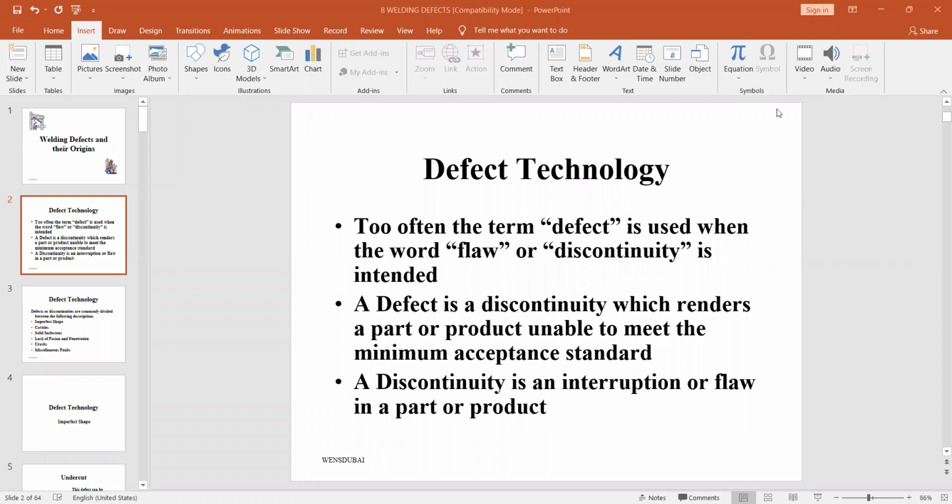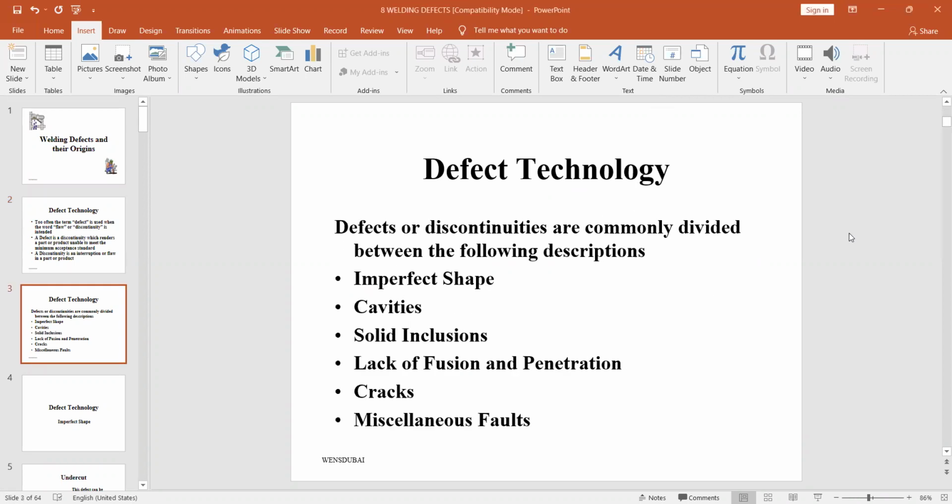Okay, then next, this defect, discontinuity. Defects or discontinuities are commonly divided into the following descriptions. One is imperfect shape. Suppose there is no discontinuity, but the shape of the weld is not good and does not meet the requirement of the visual criteria. Then we can also say that is a defect.